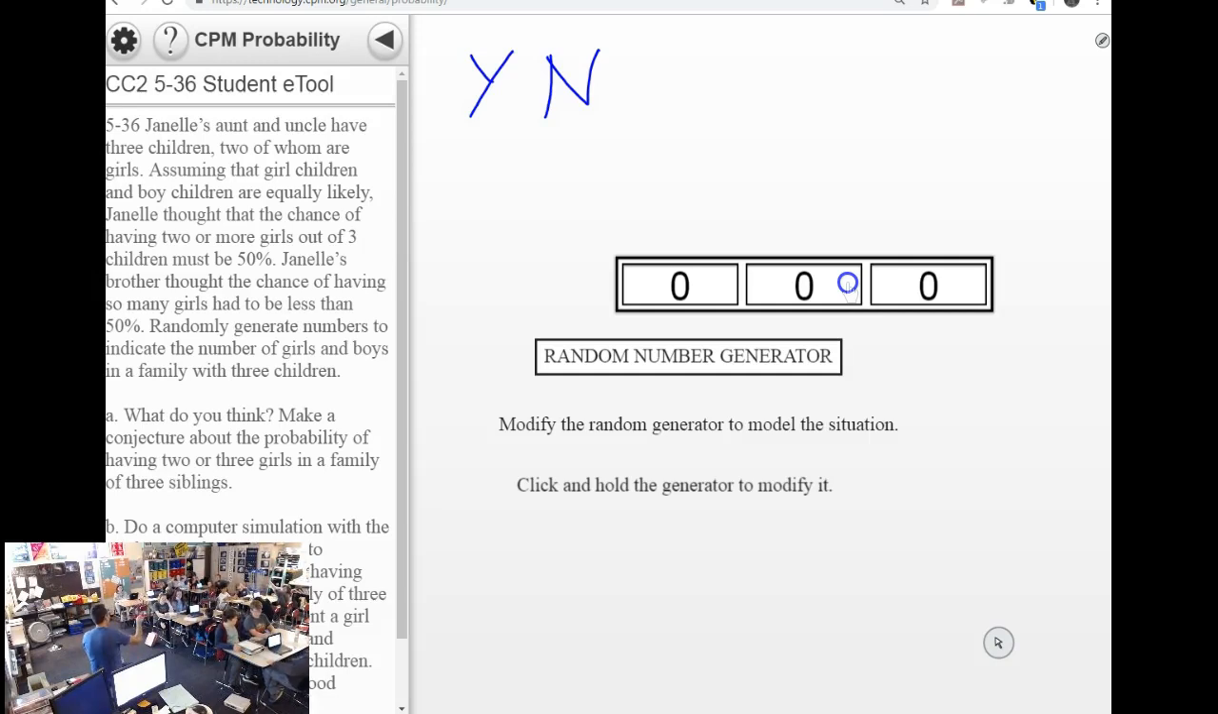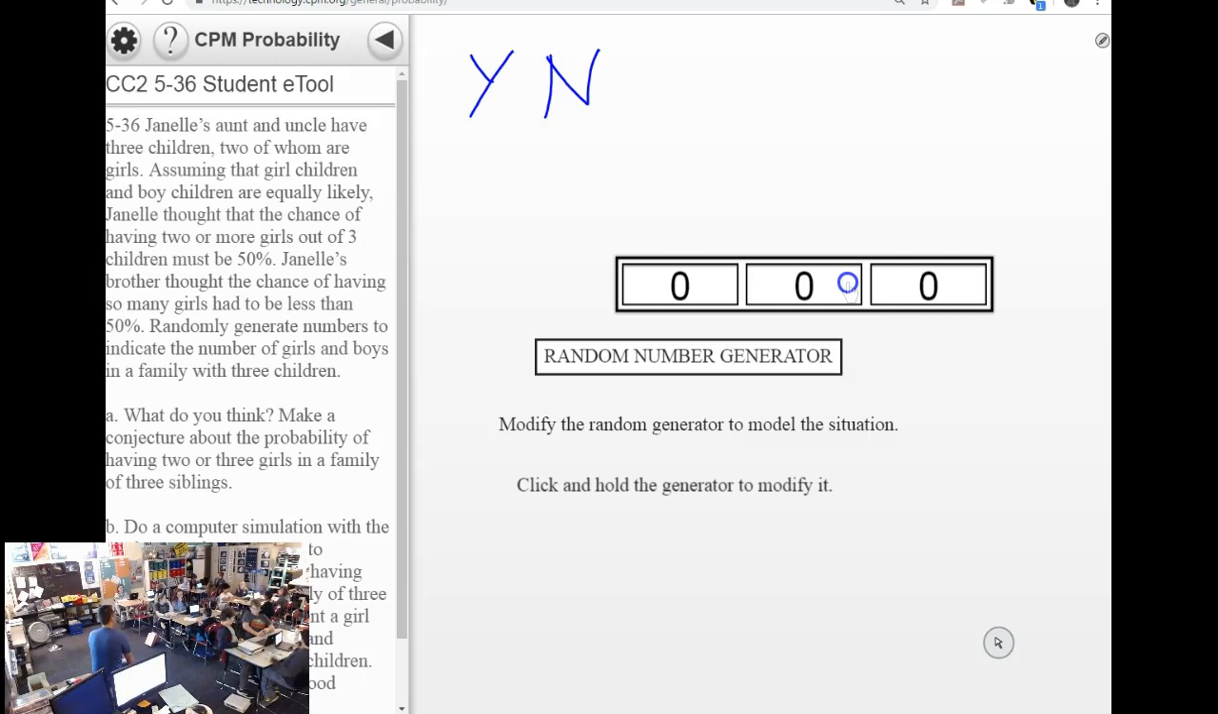Who else? What did you get, Riley? 3 out of 10 that had two or more girls. Interesting. That's kind of a wide discrepancy. Casey? 5 out of 10, so straight there in the middle, just a half chance of having that family with two girls. Yeah. 7 out of 10. Yeah.